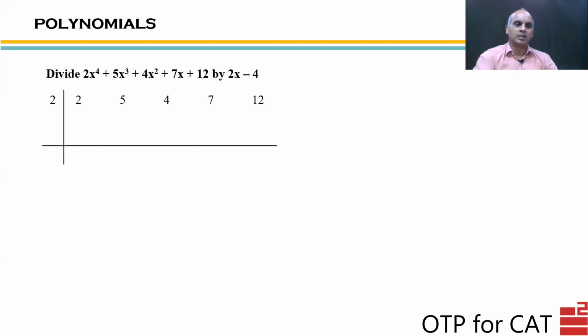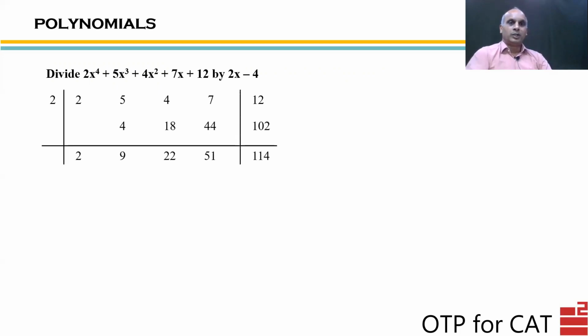The process is same. The dividend's first term 2 is kept in the answer as the first step. That 2 is multiplied with the left side 2. I'll get 4, then 5 plus 4 is 9, and the process goes on and on. I get finally 114 in the end. Putting a column now, I see that the remainder is apparently 114, and my quotient is what? 2x cubed plus 9x squared plus 22x plus 51.